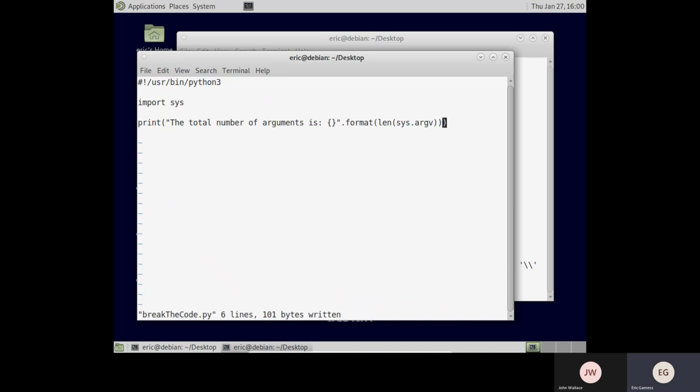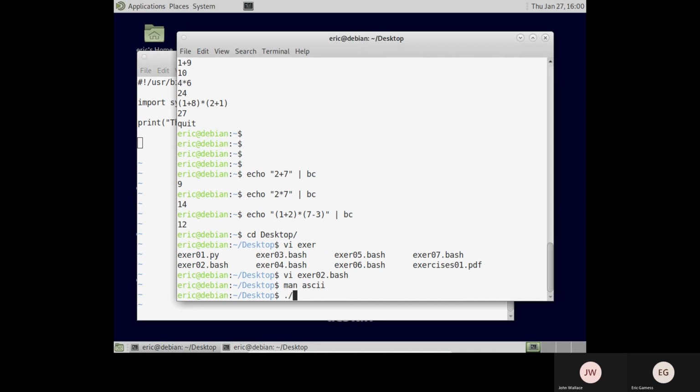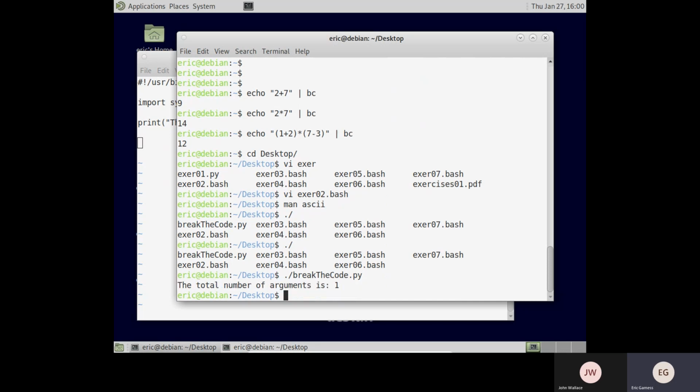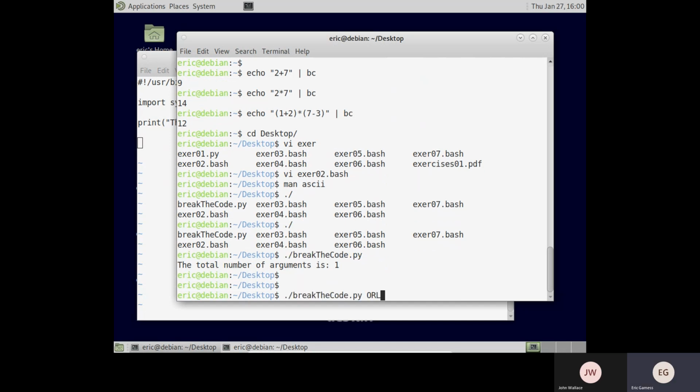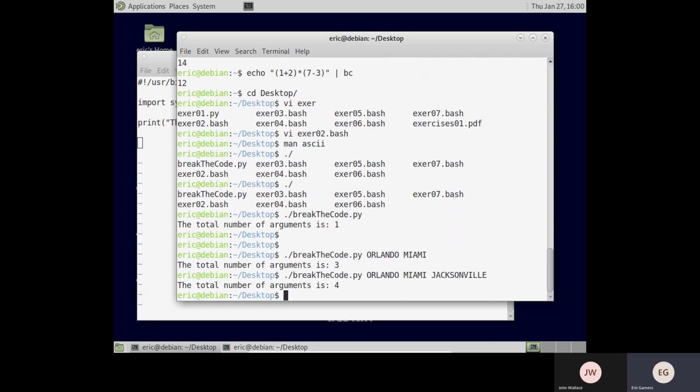Let me execute this program at this moment so we can see what we have done. It is called break_the_code, and let me run it alone. So you see the total number of arguments is 1. Yeah, there is only 1. Let me put, for example, Orlando, Miami. How many arguments do we have now? 3. If I put Jacksonville, how many arguments do we have in the line here? 4. Sub 0, sub 1, sub 2, sub 3. Okay, 4 in total.